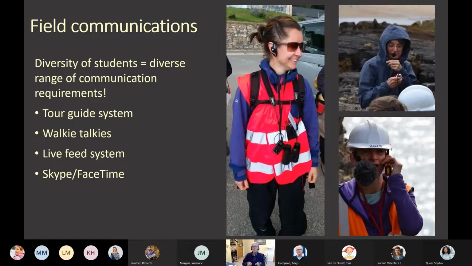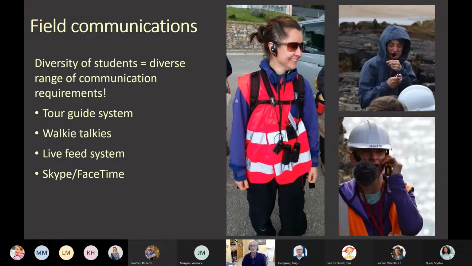When we got out in the field, the diversity of the cohort meant that we needed to be quite flexible in terms of how we communicated with them. So this is where we experimented with a range of different types of technologies. And one of the technologies that we used, which worked really well, was a tour guide system. So this is the kind of system that you might encounter on a self-guided tour, maybe in a museum or an art gallery. And we took this technology and applied it to a field trip.